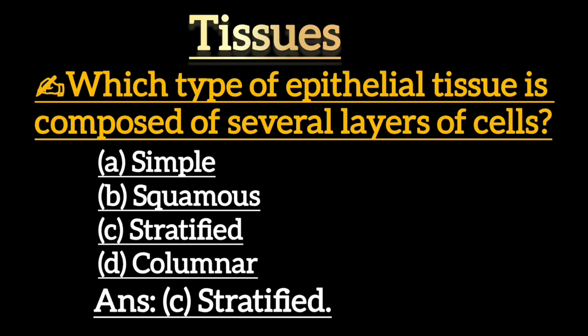Next one is which type of epithelial tissue is composed of several layers of cells? Option A, simple. Option B, squamous. Option C, stratified. Option D, columnar. Correct answer is option C, stratified.